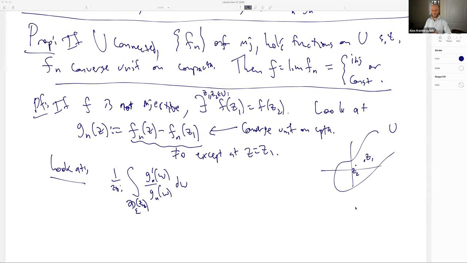Wait, so real quick before we continue, were you assuming f is injective for this? I'm assuming that the limiting function is not injective. Well, this is just a side comment. If f is not injective, what does it mean to be not injective? There are two points that have the same value. So let's consider those two points. Okay, but we know every fn is injective. Right, every fn is injective. I want to know that the limit is injective. And I claim our only options for limits of holomorphic injective functions are either that the limit is injective or the limit is just constant. Okay.